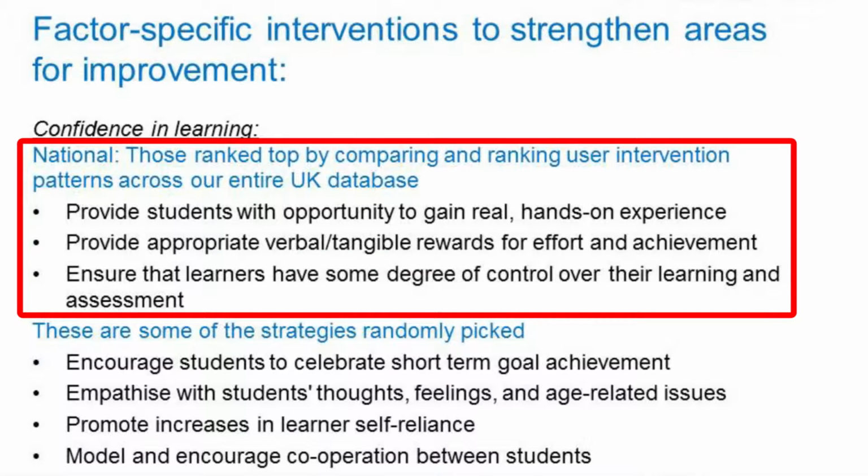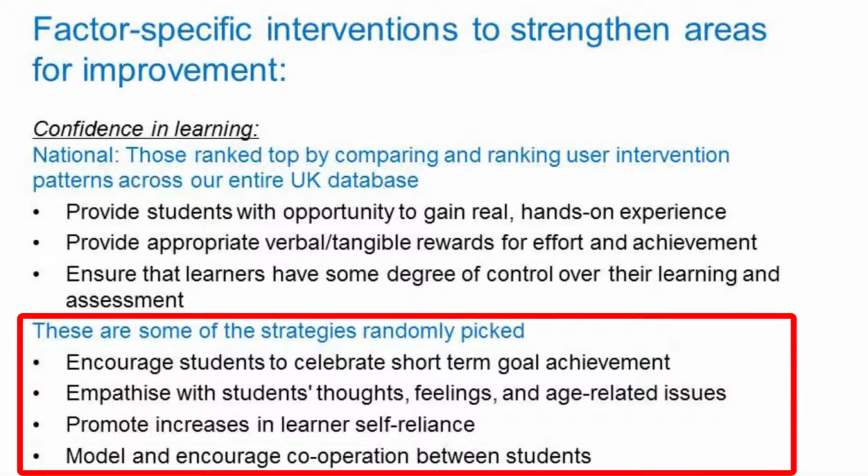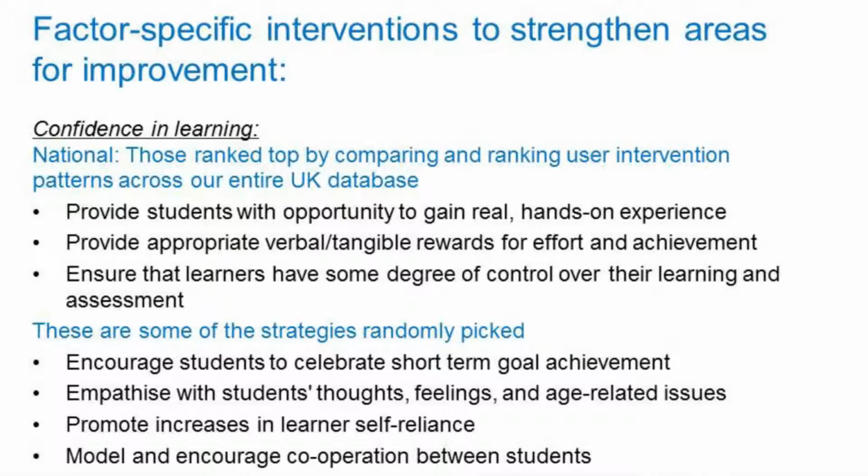The first set are categorised as national. These are strategies that schools have used before and found to be successful. The second group is categorised as random, and these are exactly that. Therefore, they are suggestions, not guarantees. Further down the report, you will also find strategies that can be used in conjunction with two different factors.